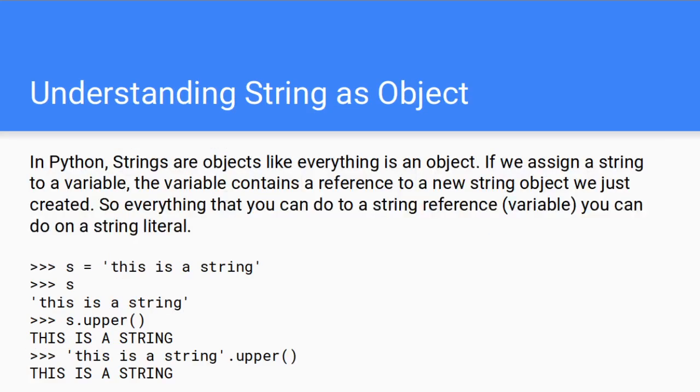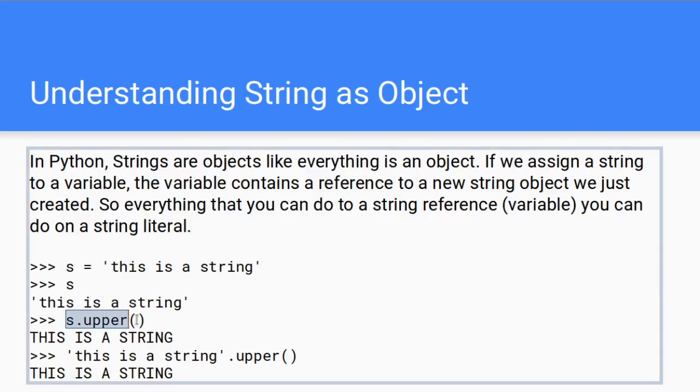Strings are objects, like everything in Python is an object. If we assign a string to a variable, the variable contains a reference to a new string object we just created. So everything that you can do to a string reference, you can do on a string literal. We can say s.upper, or we can actually take the string and call .upper on the literal.